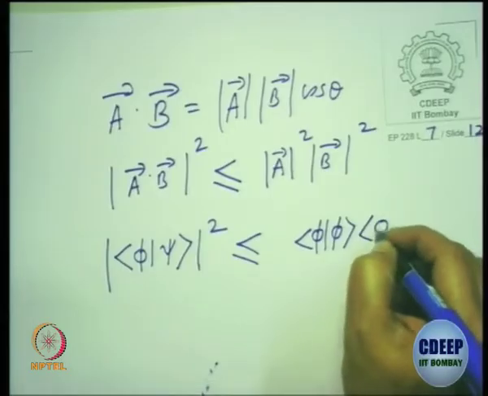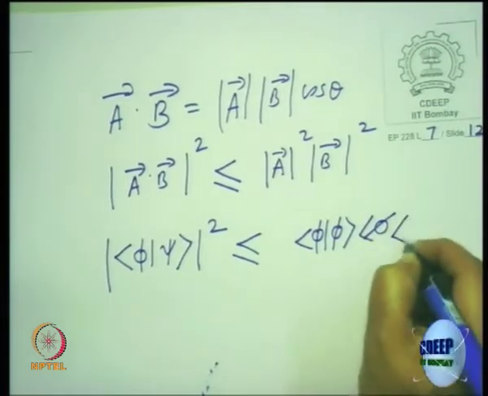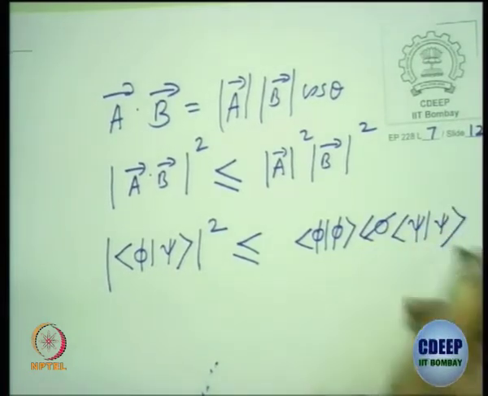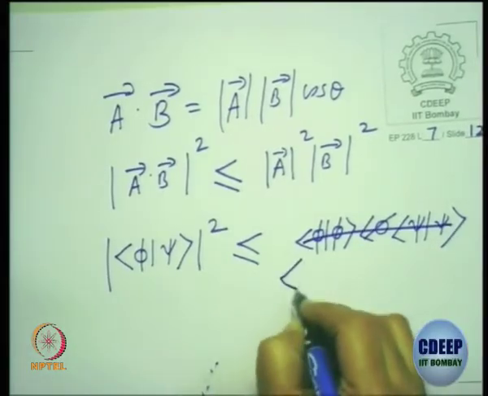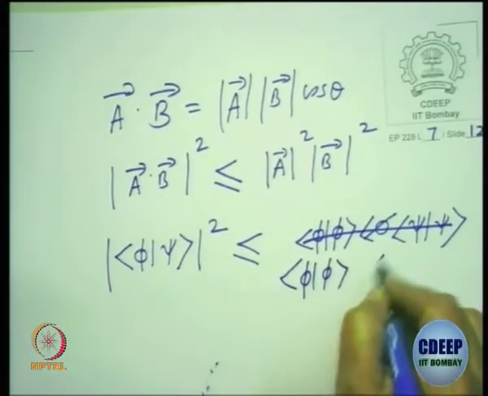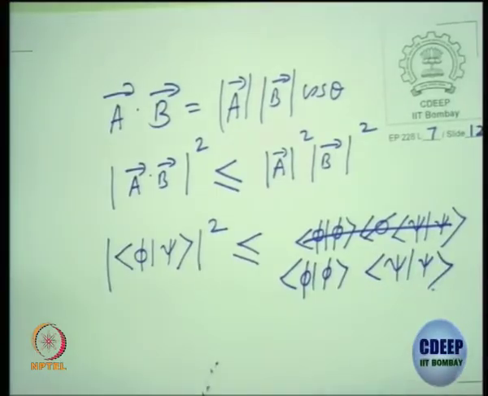What else? It's not right. Psi psi, is that right? So maybe let me write it again. It is phi phi times psi psi. So this is the Cauchy-Schwarz inequality.